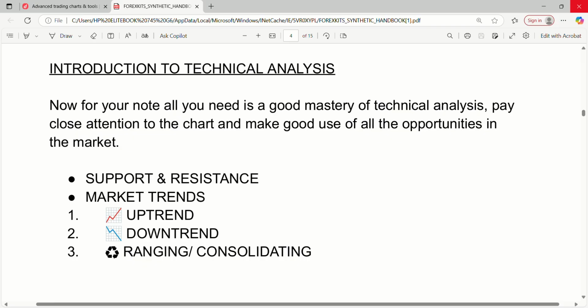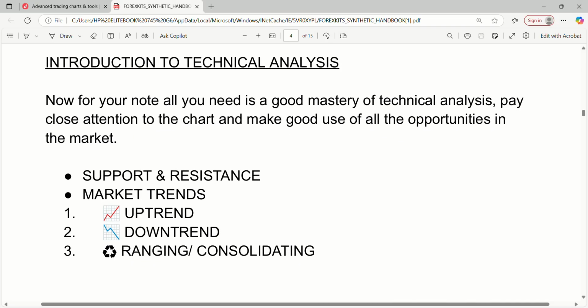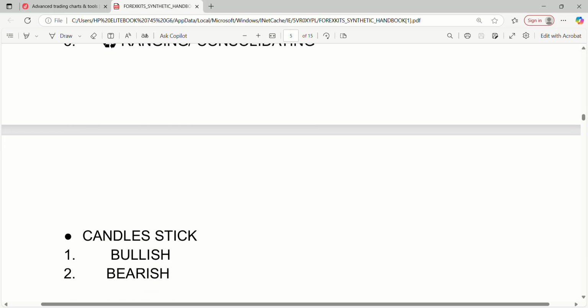Continuing from our last class, we'll be talking about Introduction to Technical Analysis. As I've said, we have various kinds of technical analysis, but for today, we'll be talking about the fundamental one, the basic one that everybody uses, which is support and resistance. So follow me as we dive into it.